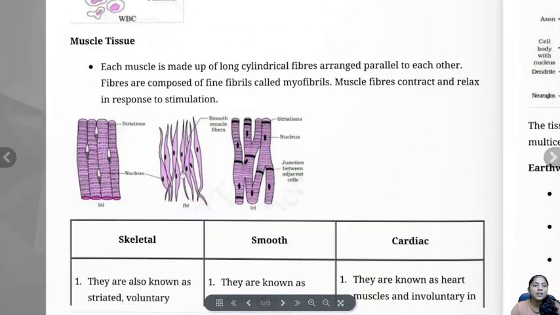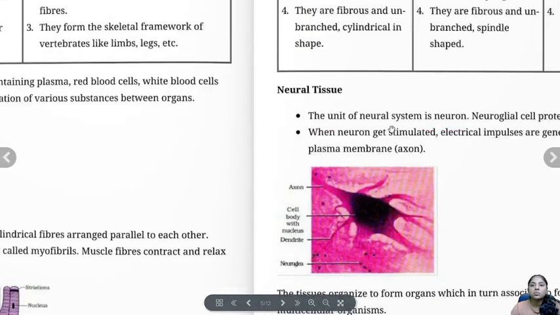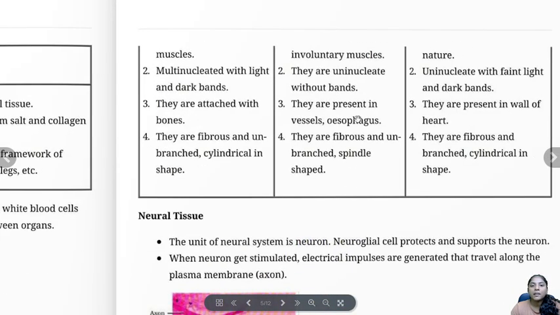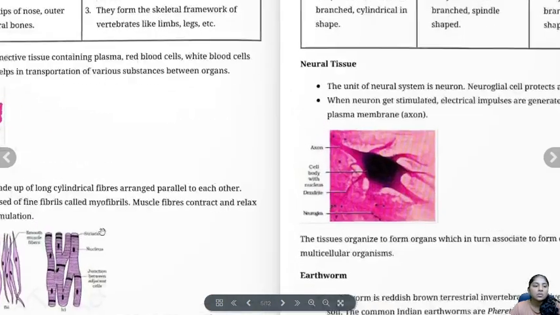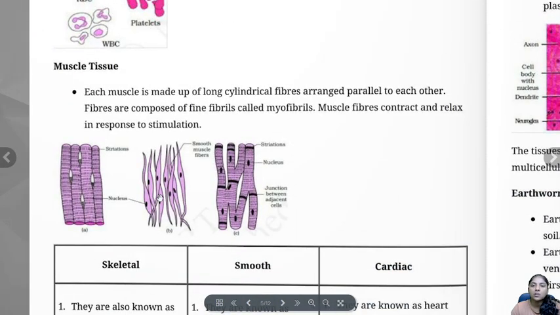Then in smooth tissue, they are uninucleate without the bands. So as we can see, they are uninucleate. There is only a single nucleus present. There are no bands or striations. So that is why they are called smooth tissues. Then they are present in vessels and esophagus. They are fibrous and unbranched, spindle shape. So here also we can see they are unbranched and they are spindle shape, meaning both ends are tapering.